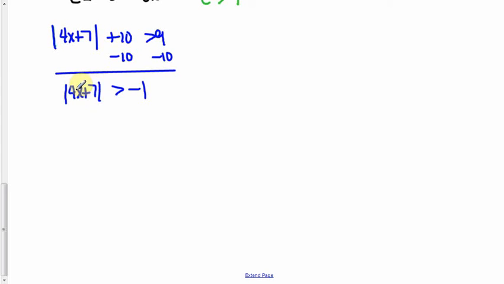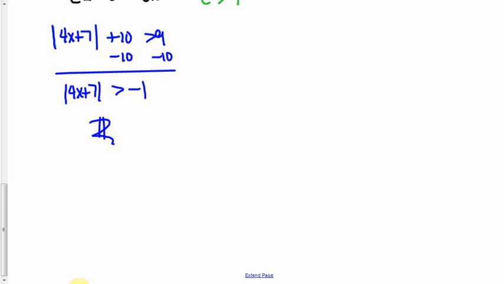Any number that I put in here and take the absolute value of it will always be greater than negative 1 because the absolute value is positive at all times. And a number that's greater than negative 1 is positive at all times. So this is all reals. X can be any number in there by sheer common sense.